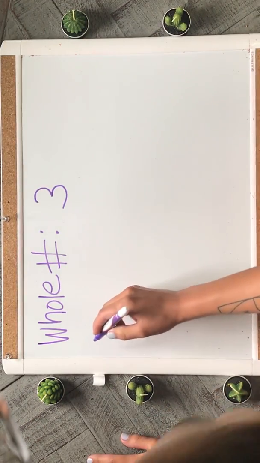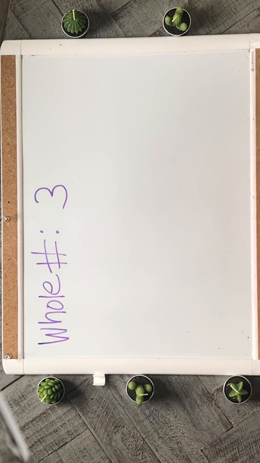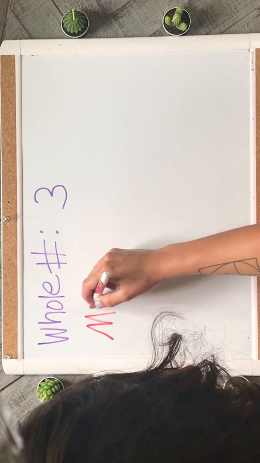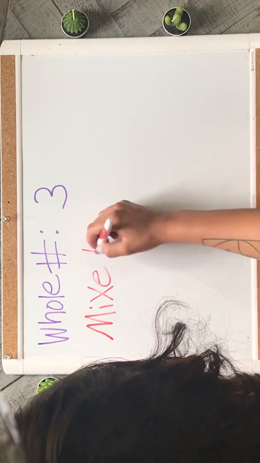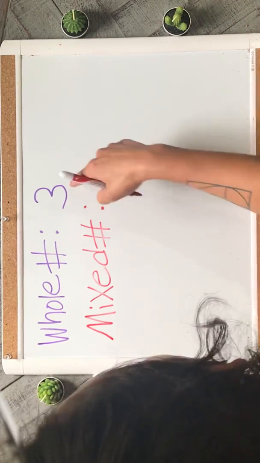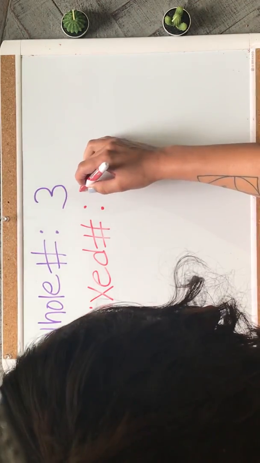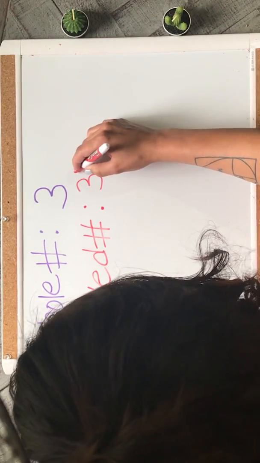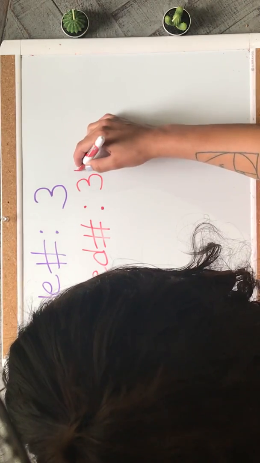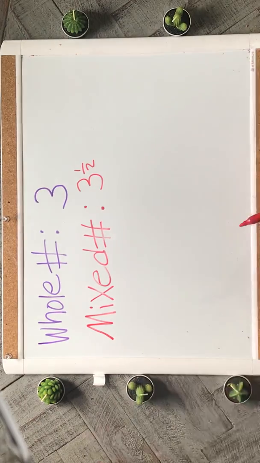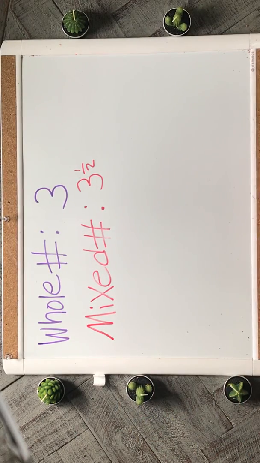Okay, so next would be a mixed number. And a mixed number would be a whole number, so let's use that 3 again, with a fraction behind it. So any fraction, let's think of just 1/2, a half. So this reads 3 1/2.